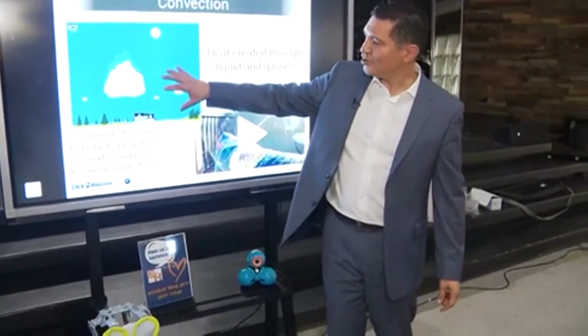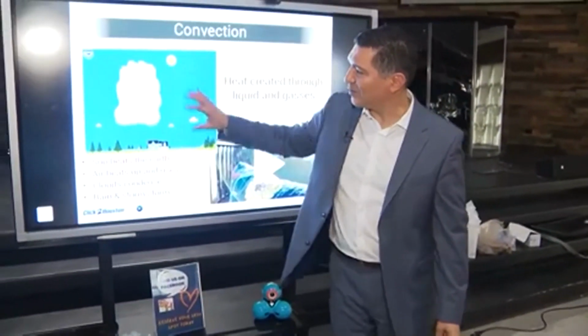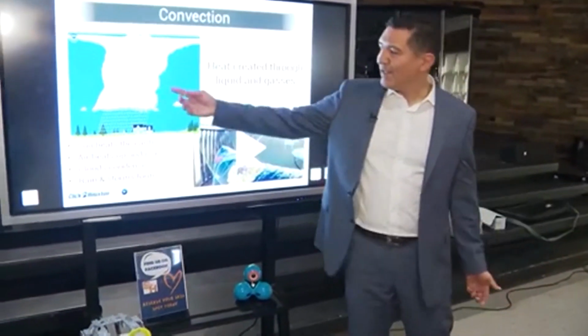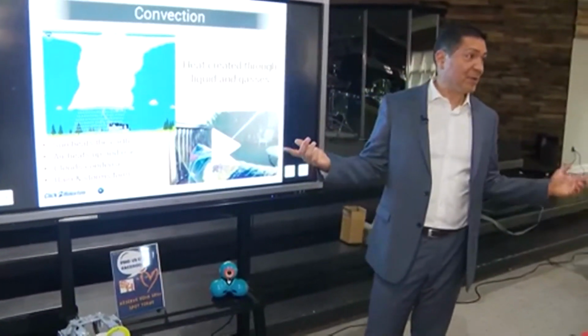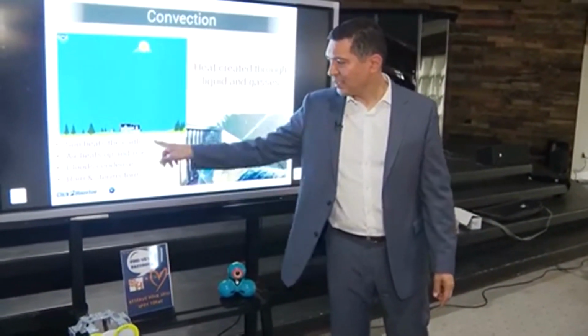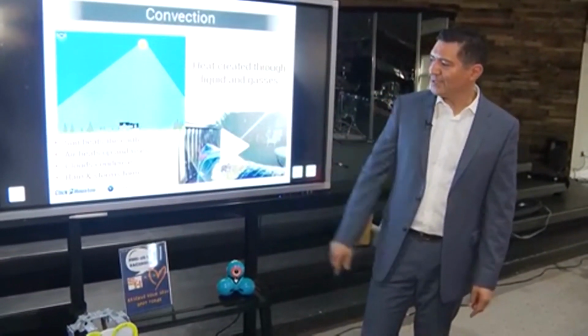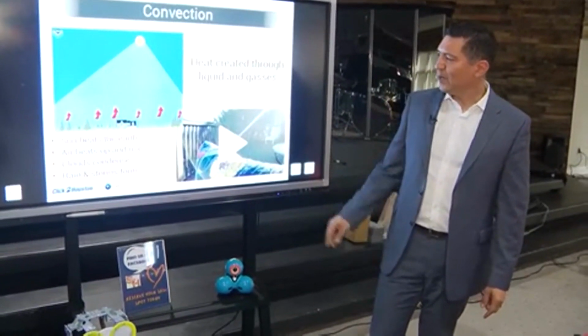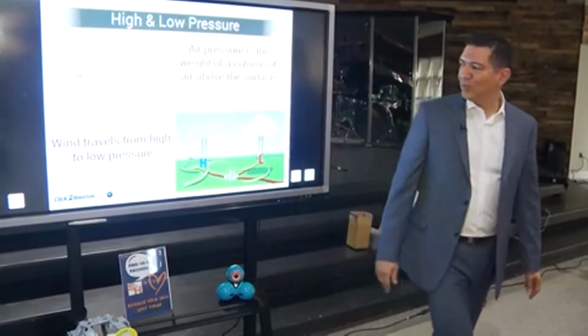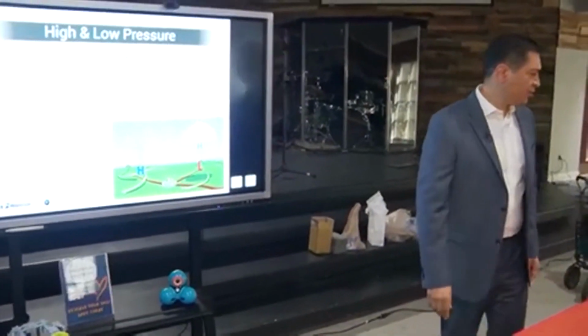So what's happening is you're getting convection, the cloud is building up, and it gets so heavy that now it starts to rain, and especially on Saturday and Sunday, it can start to get thunderstorms. So the sun heats the earth, air heats up and rises, clouds condense, and rain and storms form. There's high and low pressure. Wind travels from high pressure to low pressure.